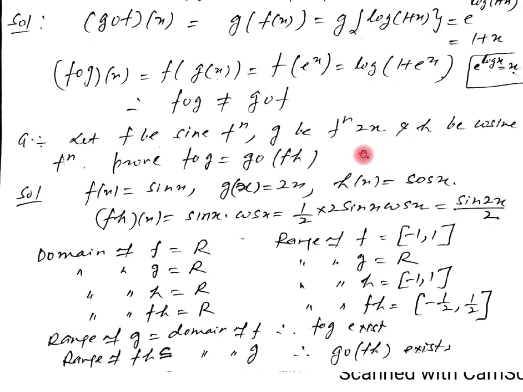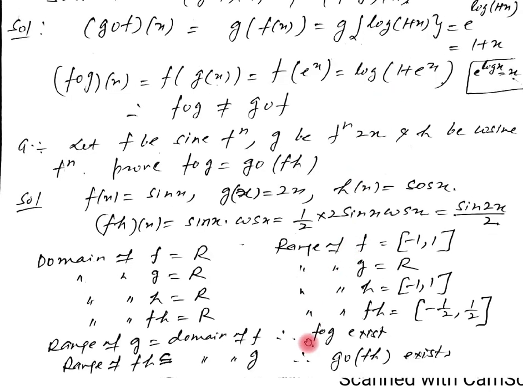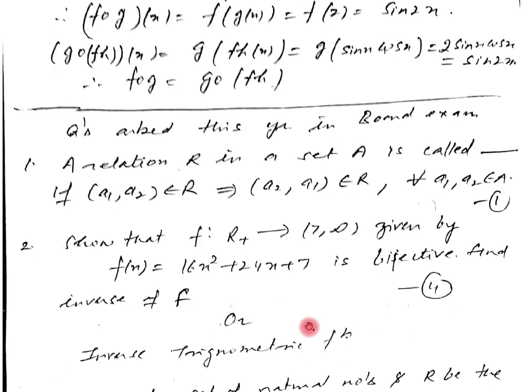So we are getting here f composition g is equal to sin 2x, and g composition f·h again is equal to sin 2x. So we can say f composition g equals g composition f·h. We have proved it in the question.